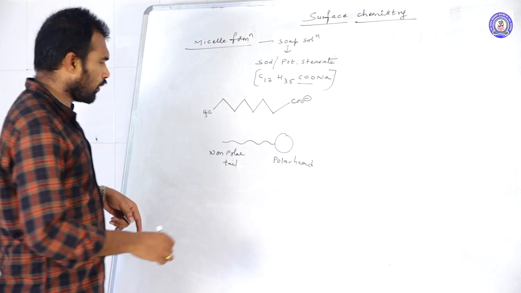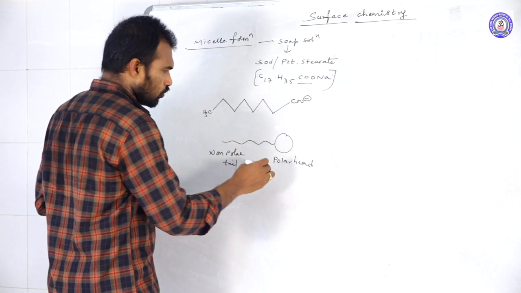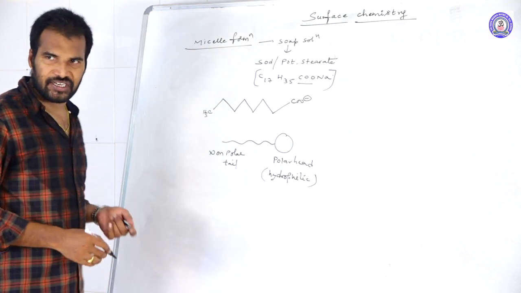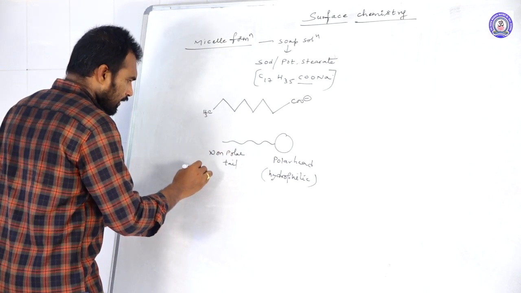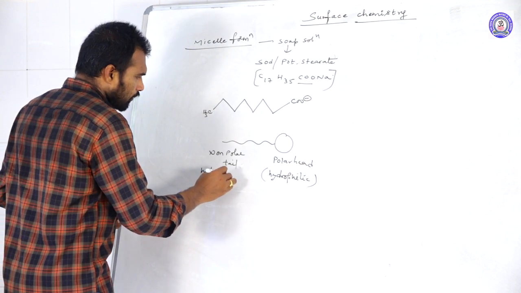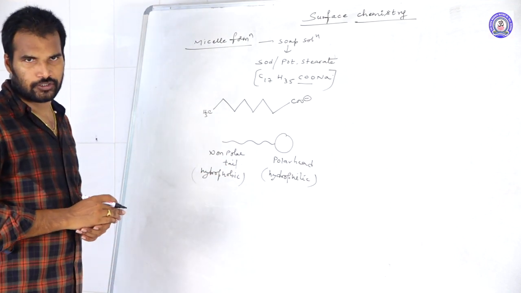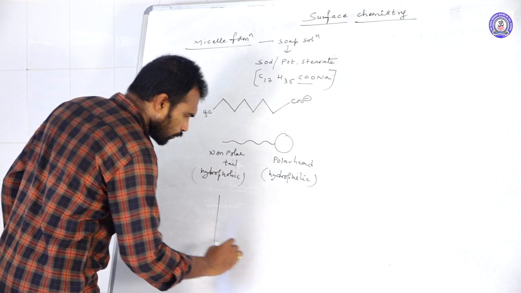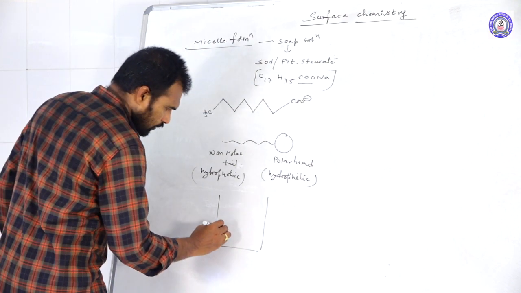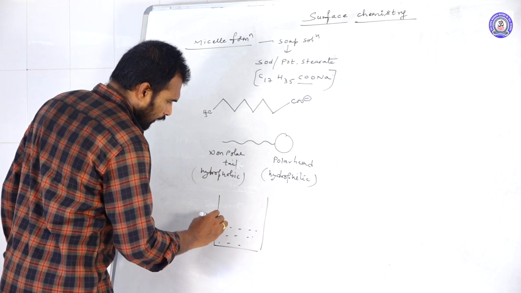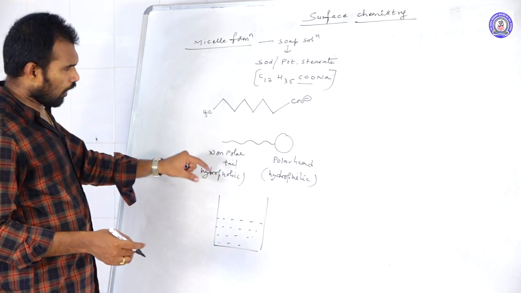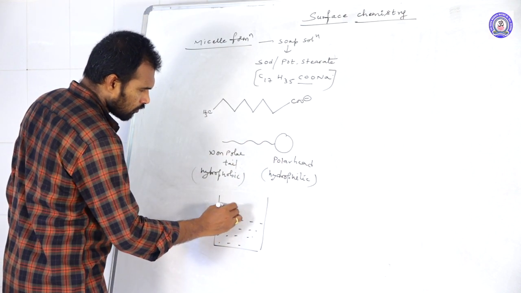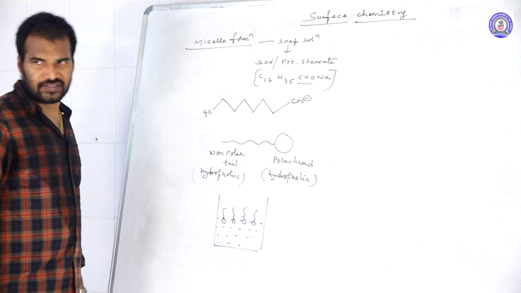The polar head has polarity, so it is hydrophilic, water loving in nature. The non-polar tail is hydrophobic in nature. Now, when you take a soap solution at a low concentration, at the surface how are they present? Their polar heads are hydrophilic, so like this they are present at the surface.